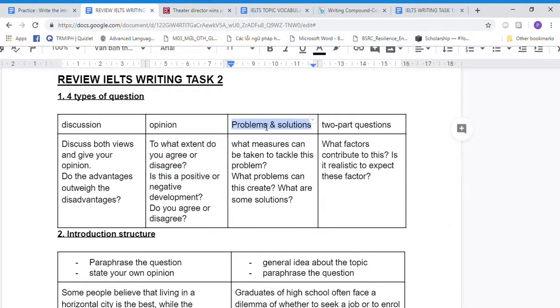And problems and solutions, 2-part questions, problem and solutions. In these type of questions, they will ask what measures can be taken to tackle this problem, what problem can this create, what are some solutions. And in the 2-part questions, they will ask what factors contribute to these. Is it realistic to expect these factors?